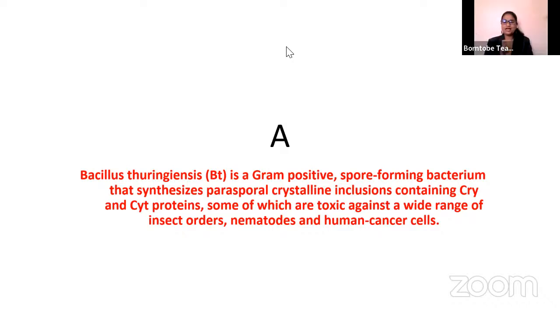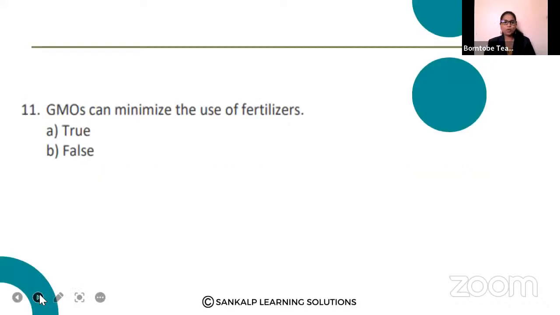Okay, so in this we have to concentrate on the terms. Bacillus thuringiensis (BT) is a gram-positive bacteria. It is a bacteria which is gram-positive. Then it synthesizes parasporal crystalline inclusions which contain Cry and Cyt proteins. That we have to remember. Next, GMOs can minimize the use of fertilizers. Genetically modified organisms, or here it is plants, can minimize the use of fertilizer. Whether this statement is true or false.